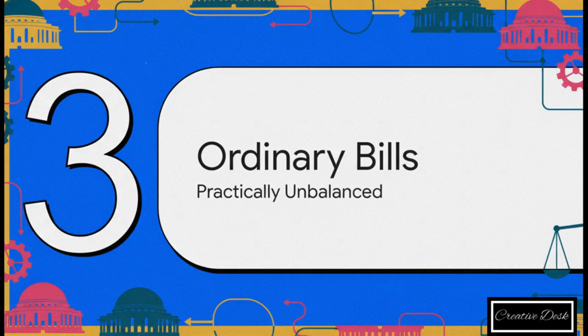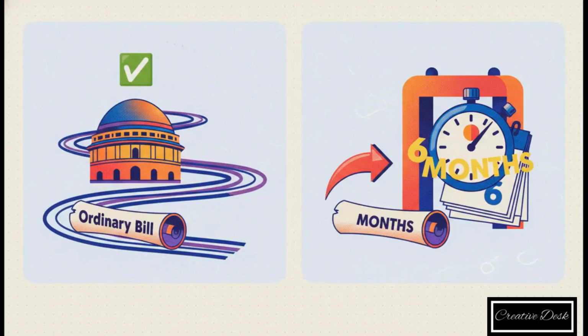Section 3. Ordinary legislative bills. Co-equal, but practically unbalanced. So, when we're talking about ordinary bills, meaning anything that's not strictly about taxes or the government's bank account, both houses actually start out with co-equal powers. An ordinary bill can kick off in either the Lok Sabha or the Rajya Sabha, and for it to become a law, both houses have to give it a thumbs up.